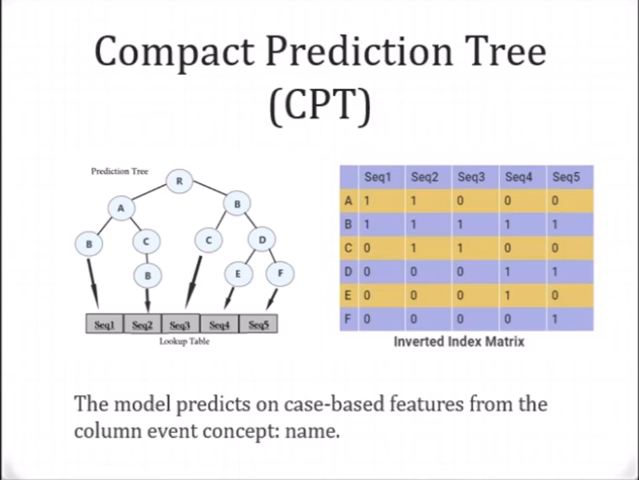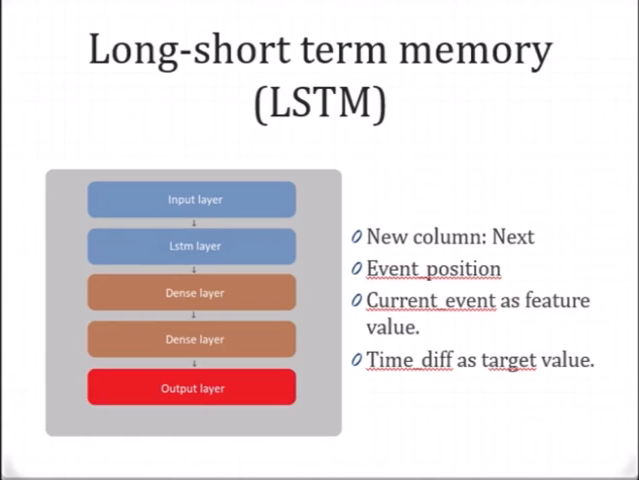Our third model was an LSTM model. LSTM models have cells that are able to retain information over a longer period. Therefore, we tried to predict the time and events with it. To train the model, we created a new column called Next, which contains the next event of a certain event in the same case. We use the current event column as a feature value, and we use this Next column as a target value to train the model. To predict the time, we use the current event column as feature value and the time difference column as target value.